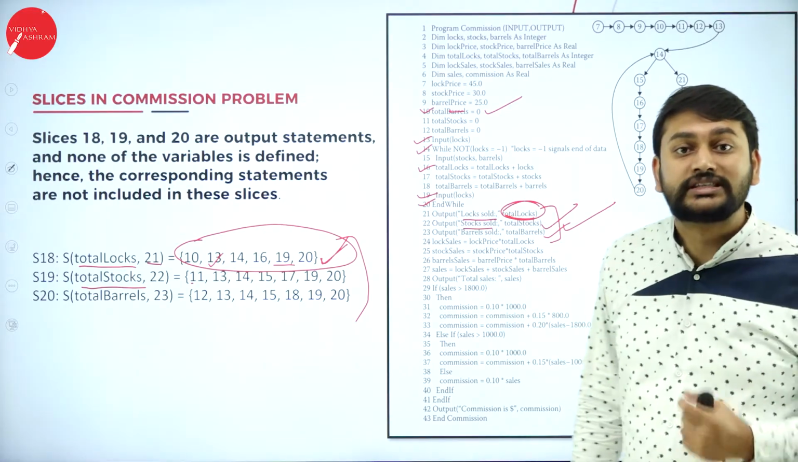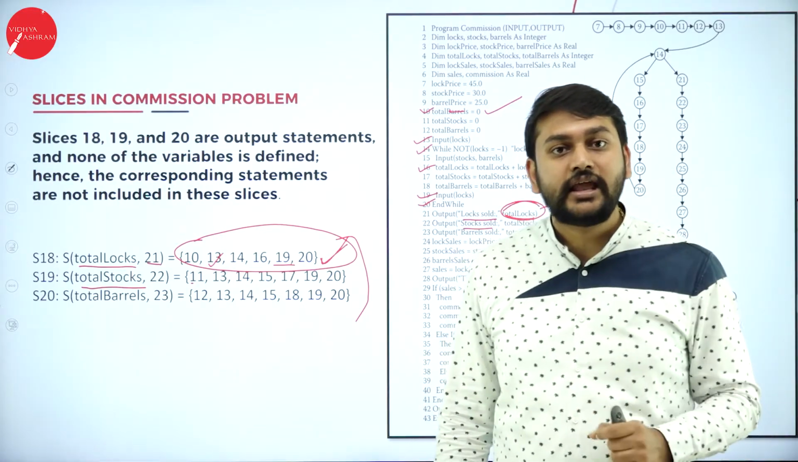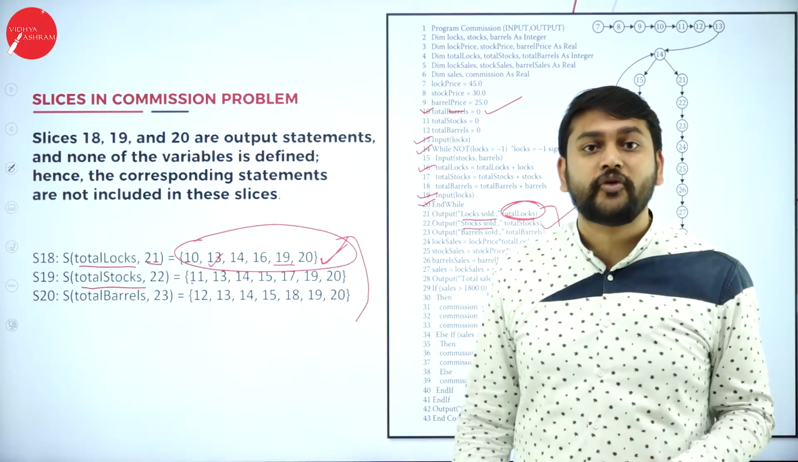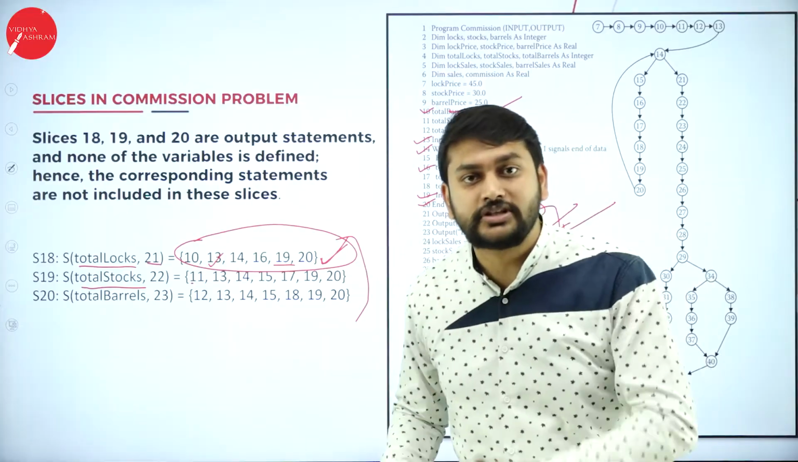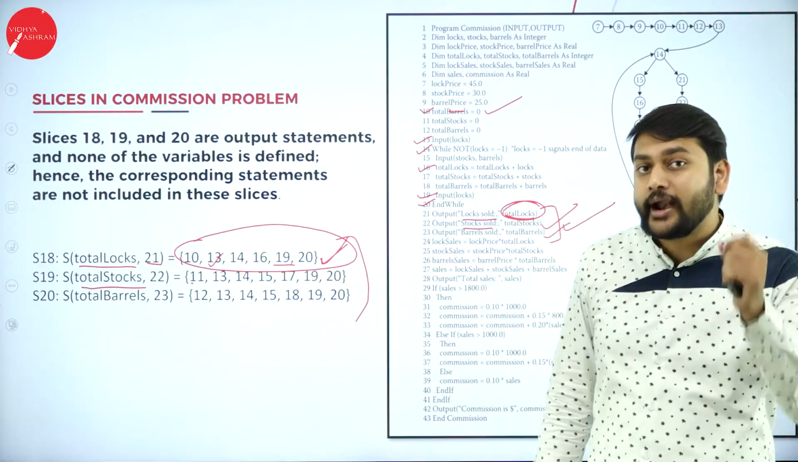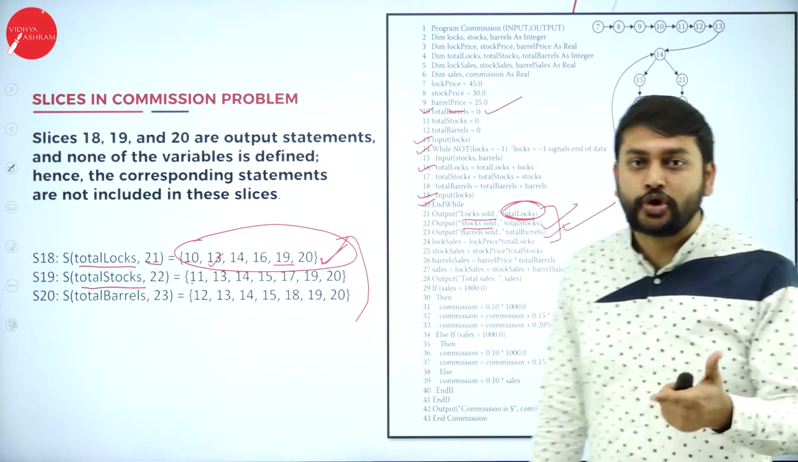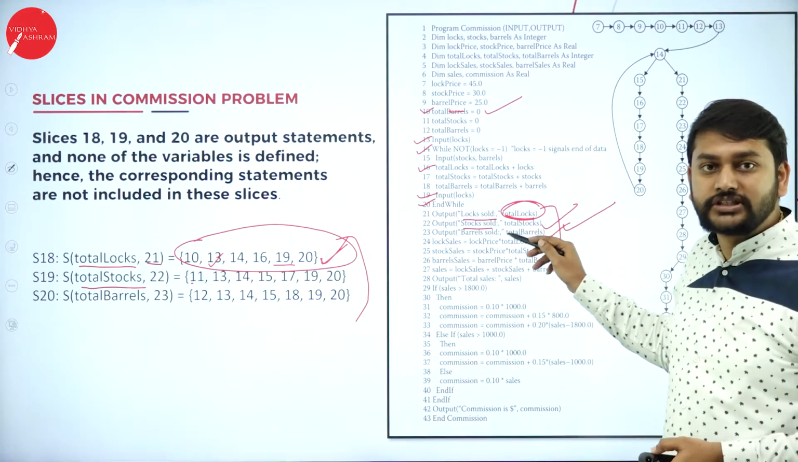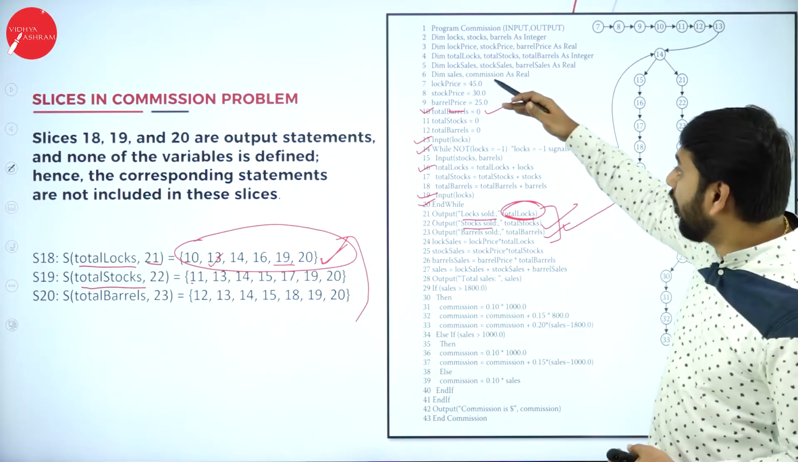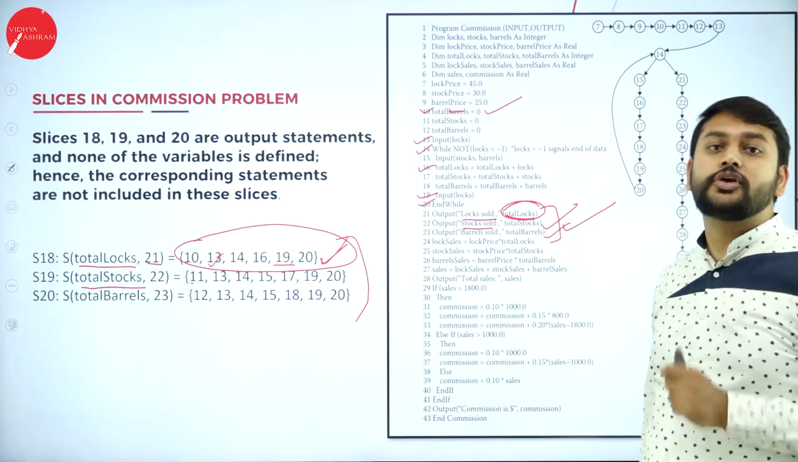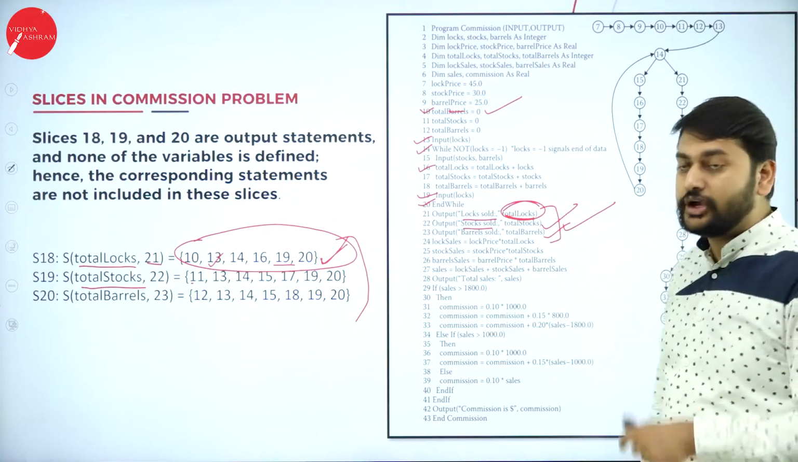That is what we call slicing. If there is any change in the variable value with the help of a set of program statements, that's what we call program slicing. Hope you understood how the value changes in the total logs. All the statements are making the change in the value that I have in the total logs. That's what you need to understand.